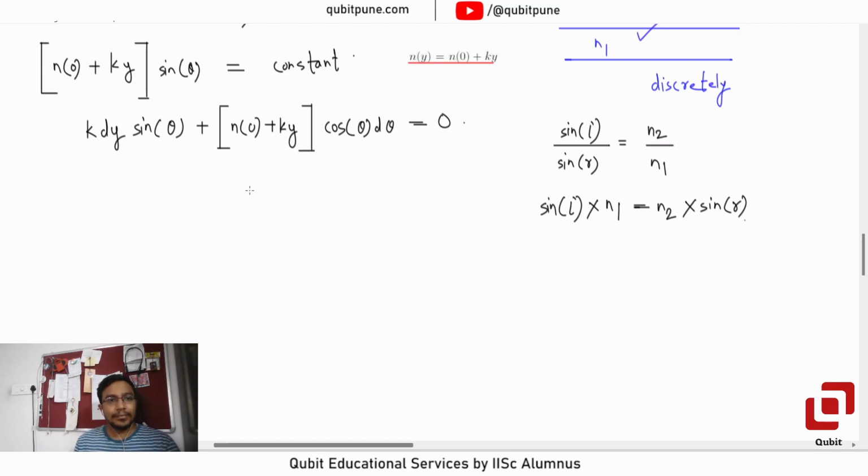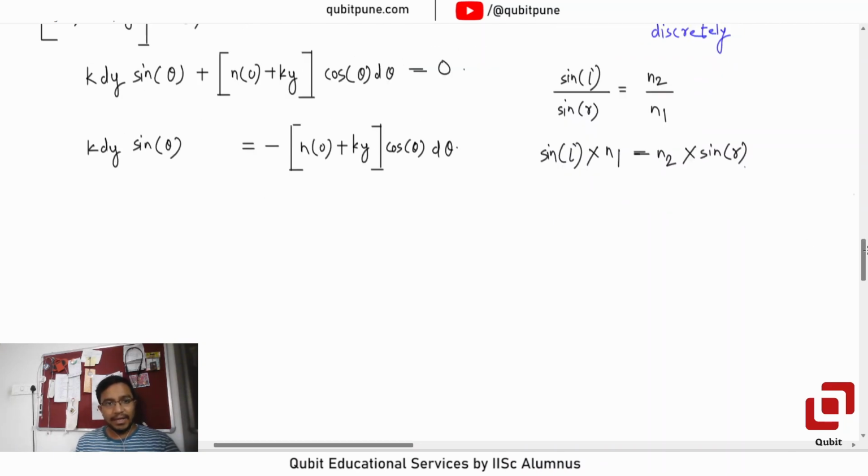Now what we need to do is adjust the terms. Okay, so let us make that adjustment. First of all, let us send that (n0 plus ky) cos theta d theta term to the other side. So it will acquire a negative sign there. (n0 plus ky) cos theta d theta, and here what will it be? It will be k dy sin theta.